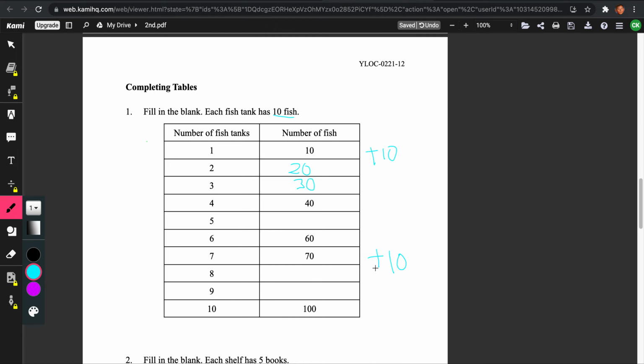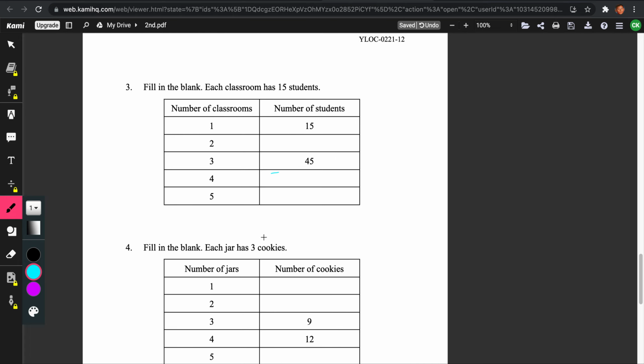So you would do 70 plus 10 and that's 80. And then you could do 80 plus 10 and that's 90. And let's just fill in this one as well. 40 plus 10, that's 50. Okay, let's try number 3.